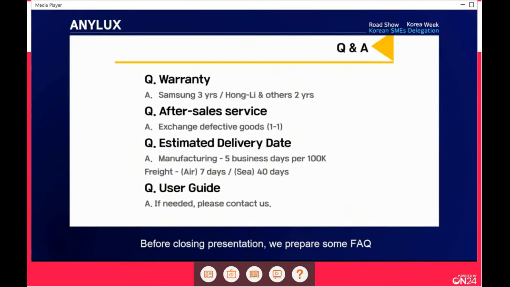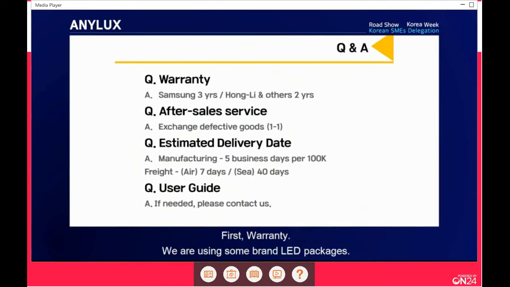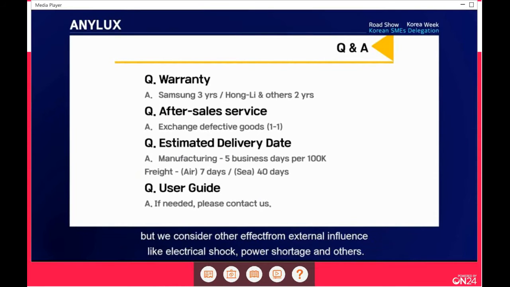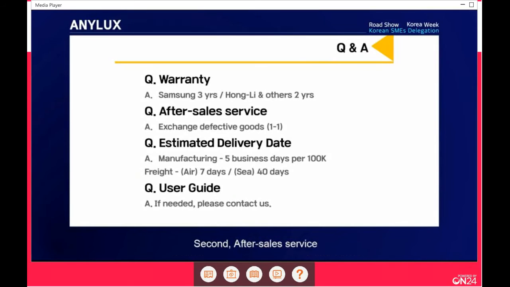Before closing the presentation, we prepared some FAQ. First, warranty. We are using some brand LED packages. One of them is Samsung, which is a little bit expensive, and we supply a 3-year warranty, and other brands have a 2-year warranty. Actually, the LED package itself can be used for over 5 years, but we also consider other effects from external influences like electrical shock, power shortage, and others.